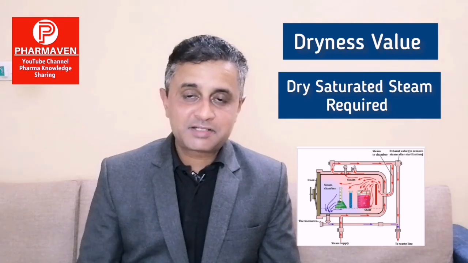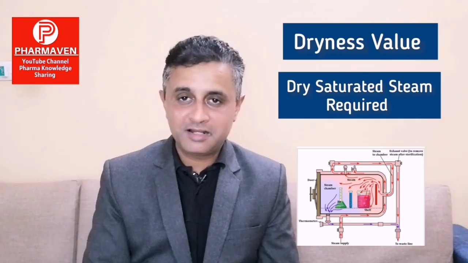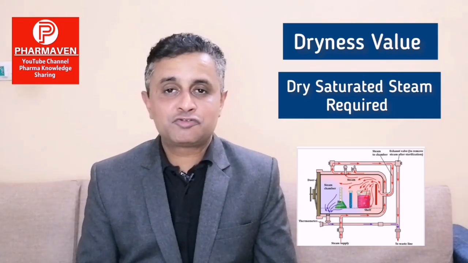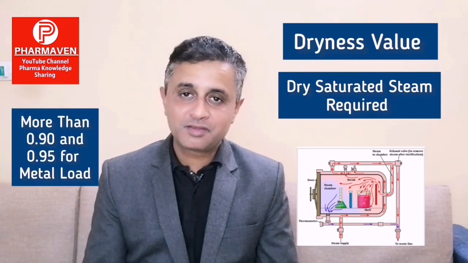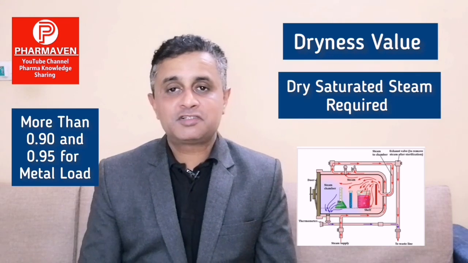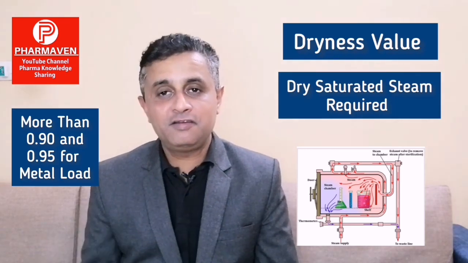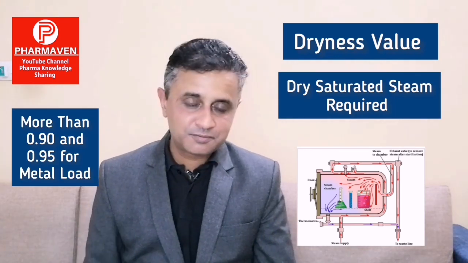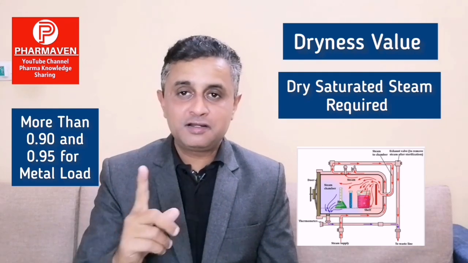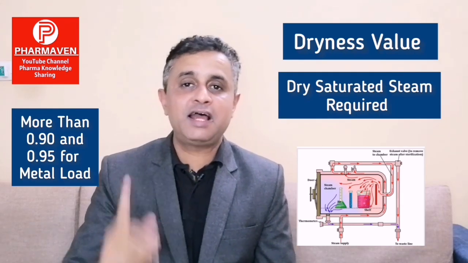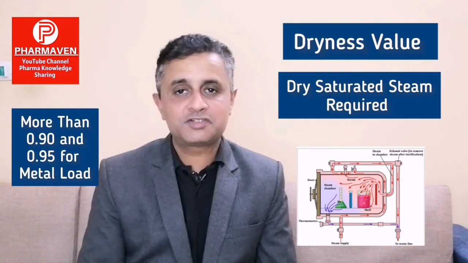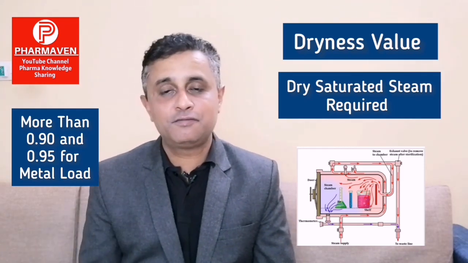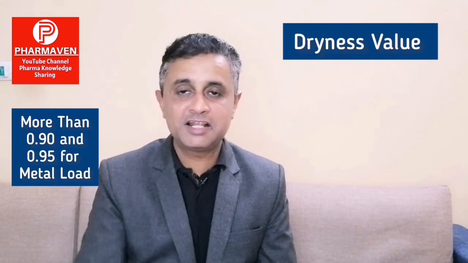So what is the acceptance criteria for the dryness value? The dryness value should be more than 0.90 for normal loads and more than 0.95 for metal loads or hard loads. If we consider 1 as the value of dry saturated steam, then we need 0.9 for normal loads and more than 0.95 for metal loads. So this is the dryness value.